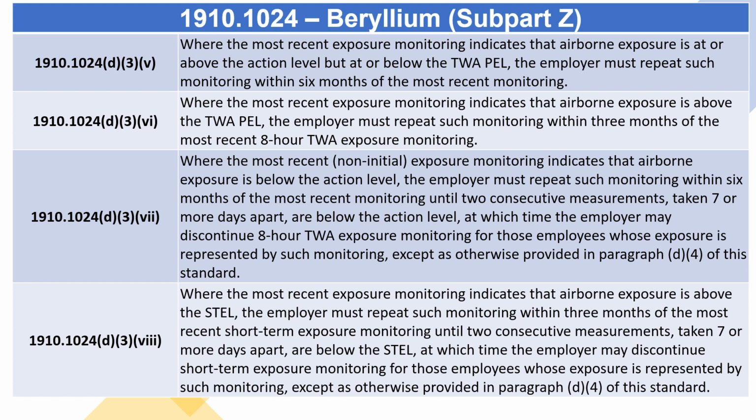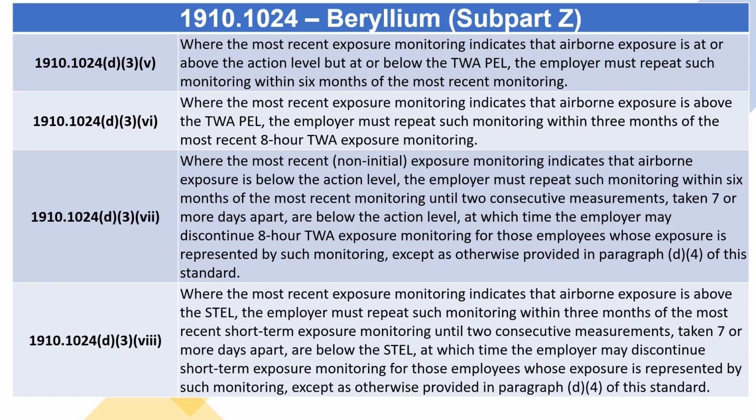Where the most recent, non-initial, exposure monitoring indicates that airborne exposure is below the action level, the employer must repeat such monitoring within 6 months of the most recent monitoring until 2 consecutive measurements, taken 7 or more days apart, are below the action level, at which time the employer may discontinue 8-hour TWA exposure monitoring for those employees whose exposure is represented by such monitoring, except as otherwise provided in paragraph (d)(4) of this standard.